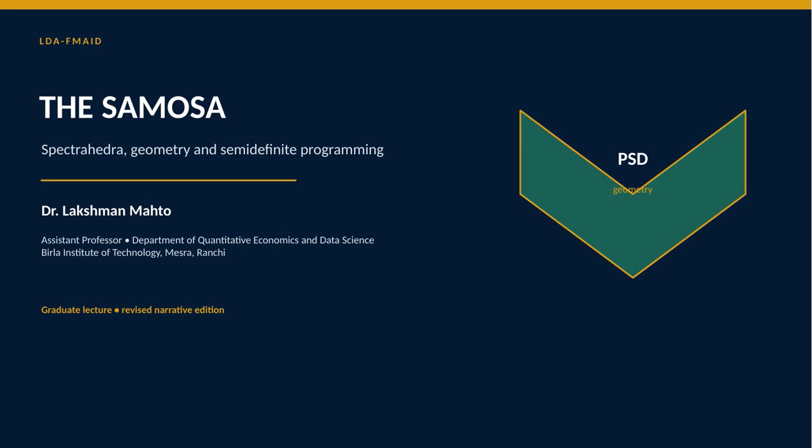Welcome to the Samosa, Spectrahedra, Geometry, and Semidefinite Programming. The Samosa is the three-dimensional elliptope, the set of jointly valid correlation triples for three standardized variables. Our central theme is that one matrix supports statistical, geometric, algebraic, spectral, and algorithmic viewpoints.